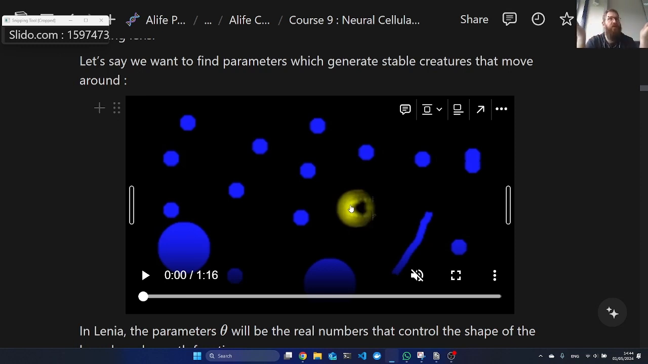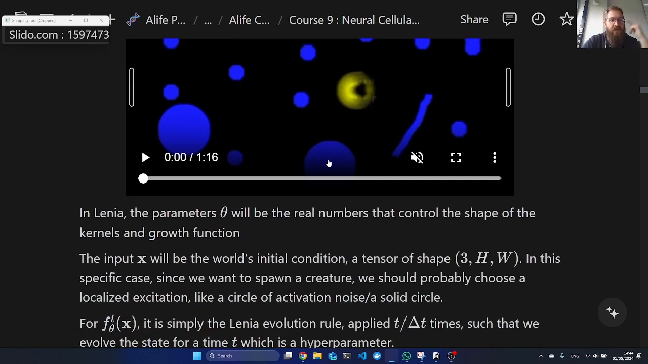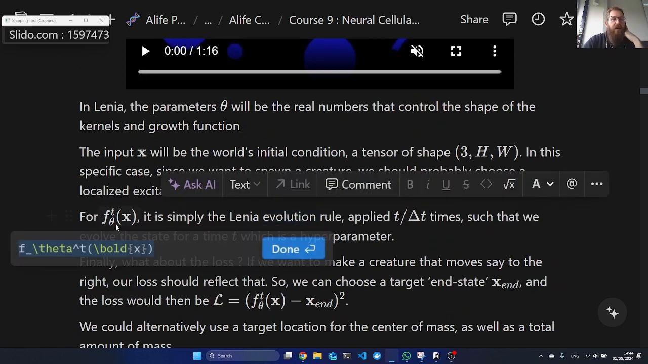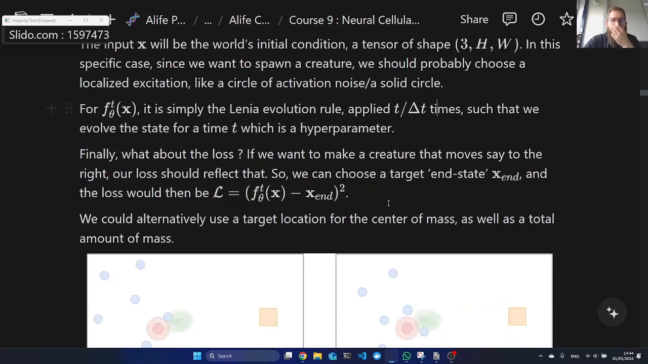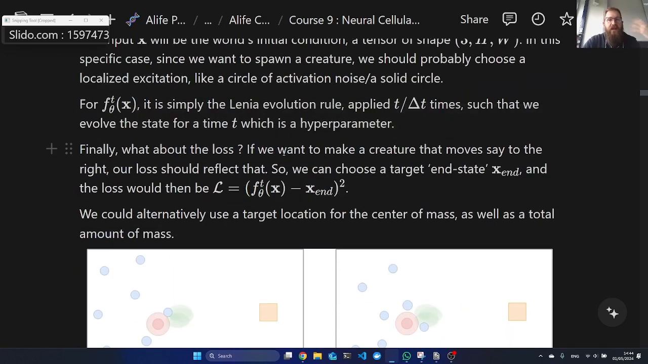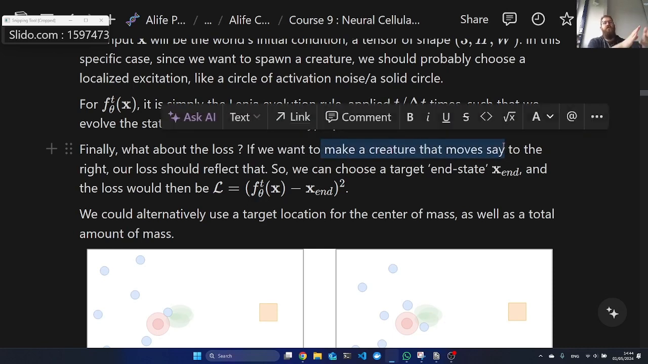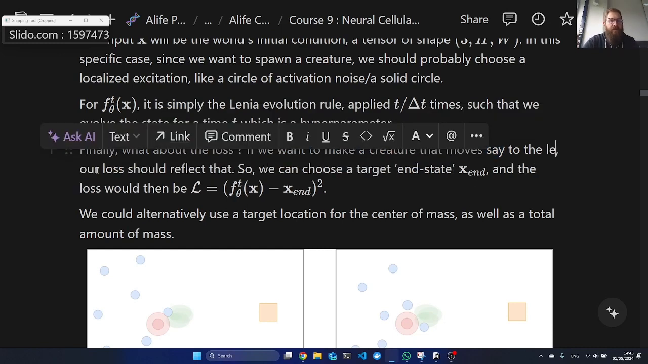It's unreasonable to take just a random initial condition because it will be very hard to spawn a creature from that, consistently at least. Our f theta of t is simply the Lenia evolution rule, which we apply this amount of times, such that we evolve for time t. And finally, and more importantly, what is the loss? In this case, what we want to do is make a creature that moves to the right, for example, or in this example, to the left.